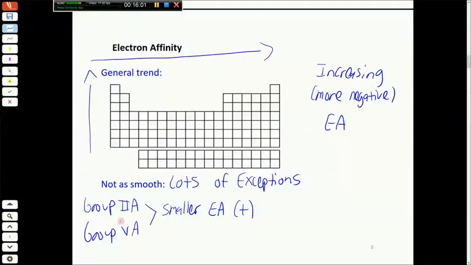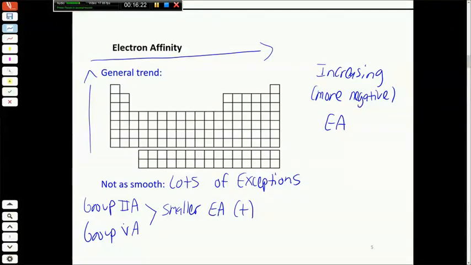Okay, so we have this same break in the trend, group 2A and group 5A, that we talked about for ionization energy, but it goes in the opposite order. Ionization energy increases in these two groups because they don't want to lose any electrons. They also don't want to gain electrons, so that means their electron affinity then is a little bit smaller. So it's the same breaks in the trend, but in the opposite direction.